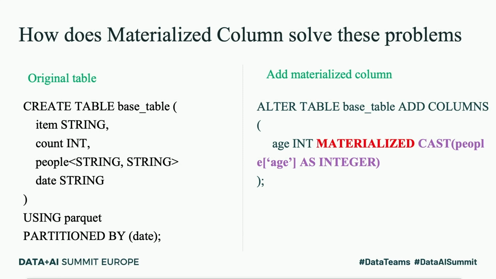On the left side, we can see that we create a table, the original table. We create a base table with item, count, and people, and date. The date is a partition column. On the right side, we just alter the table and add some materialized column. We can say ALTER TABLE base table ADD COLUMNS age. The age column is added, and we use the keyword MATERIALIZED, followed by the expression CAST(people.age AS INTEGER).